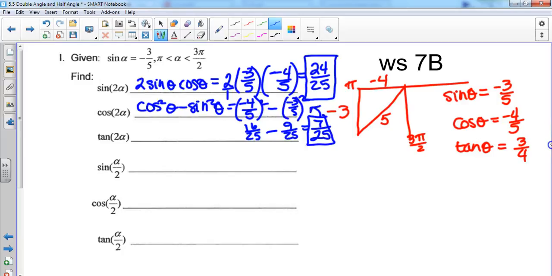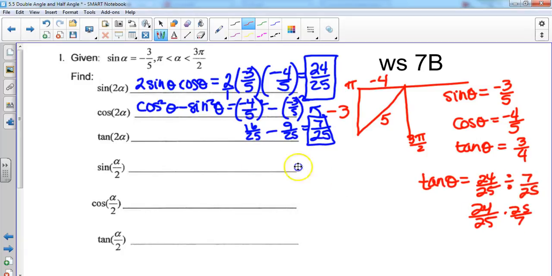Okay, tangent, we get to cheat. Tangent, we can just do sine over cosine. So 24/25 divided by 7/25 becomes what? 24 over 7.